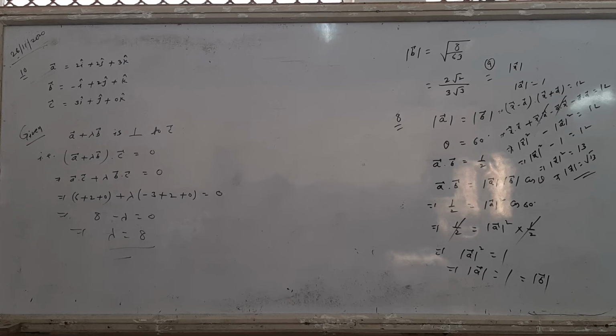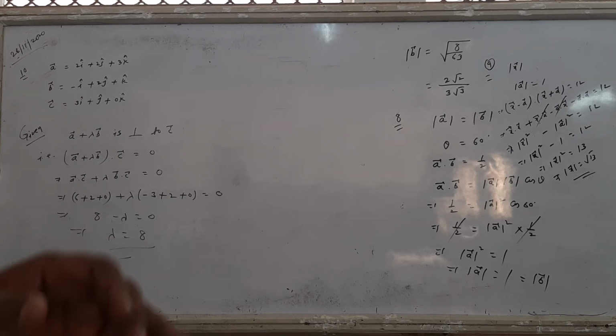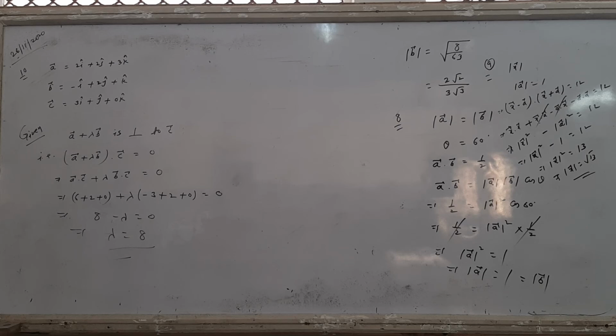The same applies to question number 11: to show that two vectors are perpendicular, it is again the same. To prove perpendicular, find the value of a dot b. If the value of a dot b comes out as 0, then the two vectors are perpendicular. But if perpendicular is given and you must find the value of a constant, then take a dot b equals 0.